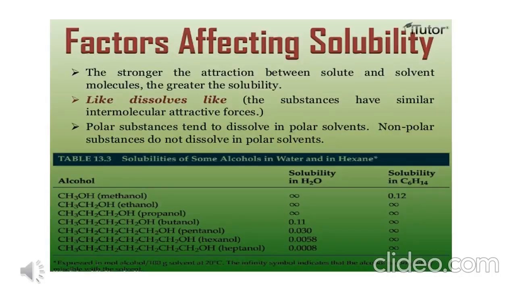So already we know the term solubility. Solubility means the maximum amount of solute that can be dissolved in a particular amount of solvent. So what are the factors that influence the solubility? The first factor is the nature of solute and solvent. If there is a stronger attraction between solute and the solvent, then the solubility will be greater.